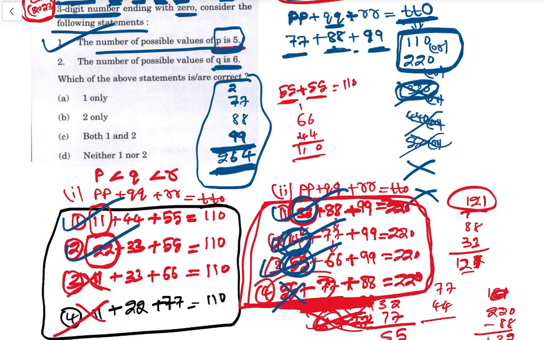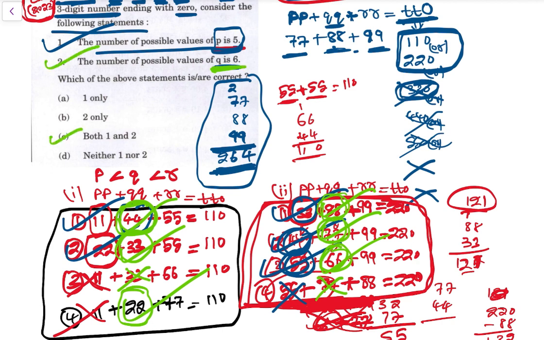Then the number of possible values of Q is 6. So now Q is 144. So let's take it with this color. So Q is 4. Then 3 again will not work because 33 is repeated. Then 22 again S. Then 88 S, 77 S, 66 S, here 77 is again repeated. So the possible values of Q are 1, 2, 3, 4, 5, 6. So 6 is correct. So both 1 and 2 are correct, both 1 and 2. Okay.